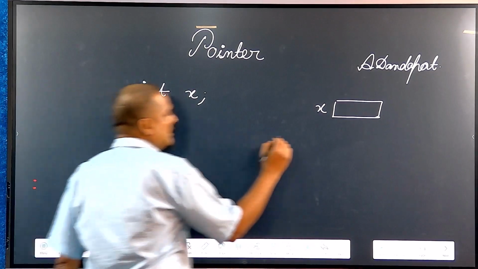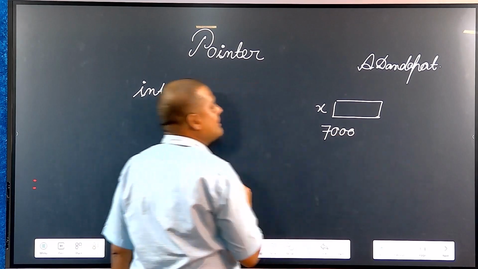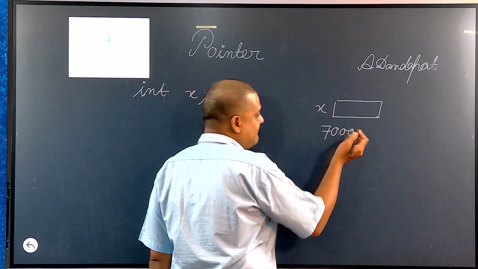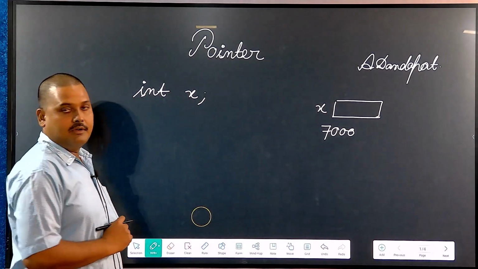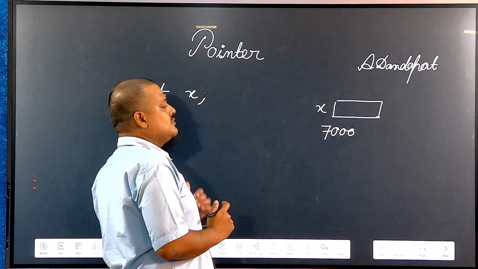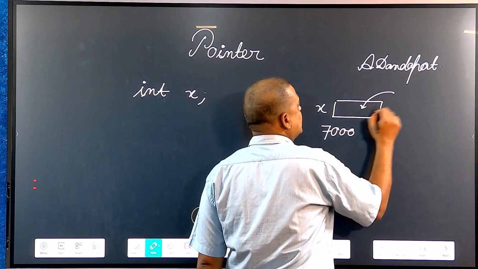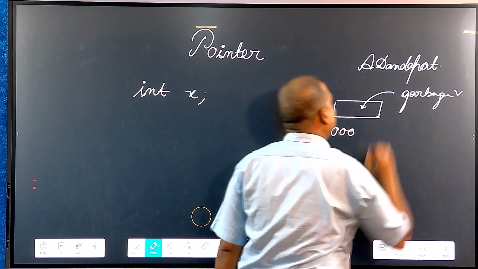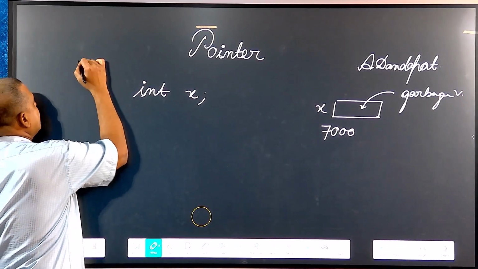Now, there will be some memory space allocated, and there will be some base address of this particular location. I am assuming the base address of this location is 7000. That means some value will be stored in this particular location. Initially, this location is occupied with some garbage value, because by default the storage class of int is auto type.